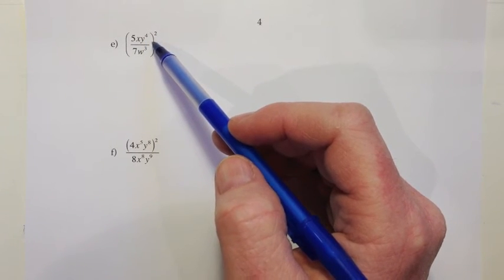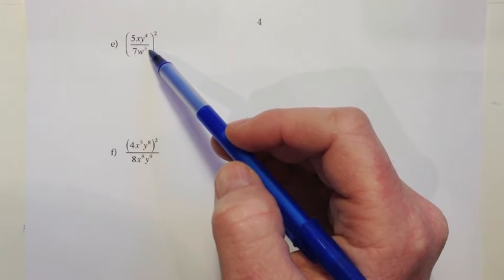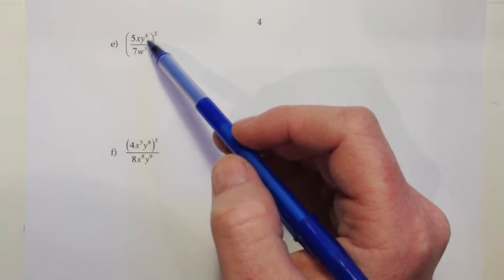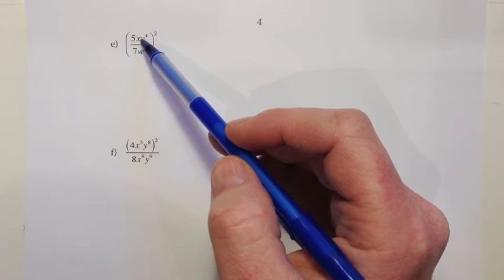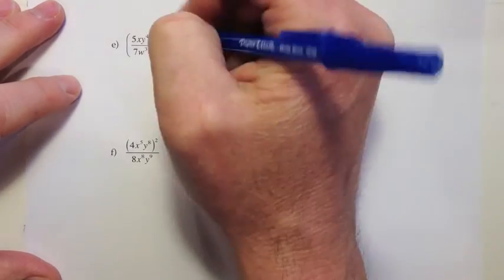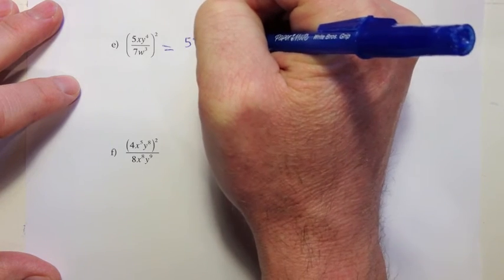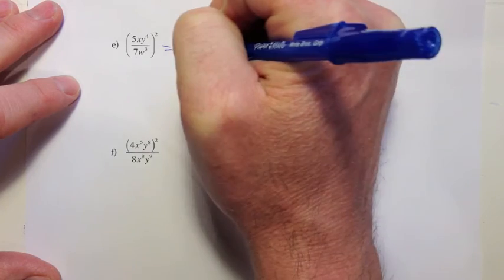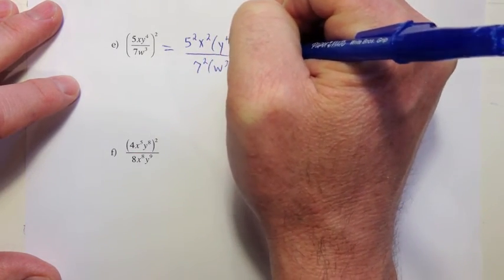So what I would usually do with this is apply both the quotient to a power and product to a power rule simultaneously and say that in a fraction like this made up of all multiplications, the exponent gets distributed to every factor inside, so to the 5, to the x, to the y to the 4th, to the 7, to the w cubed. So writing that out, going through each one at a time, I get the 5 squared, I get x squared, I have the y to the 4th squared, the 7 gets squared, the w to the 3rd gets squared.